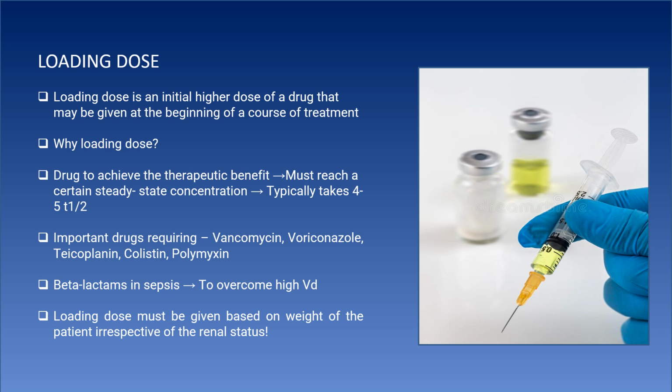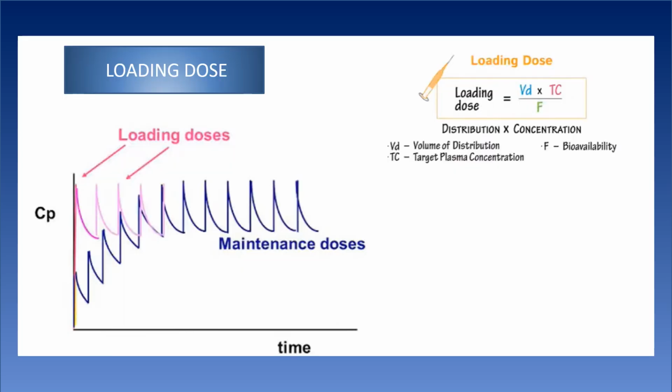A loading dose is an initial higher dose of a drug that may be given at the beginning of the course. It helps to achieve the therapeutic benefit, since the drug must reach steady-state concentration. Important drugs that need a loading dose are vancomycin, voriconazole, teicoplanin, colistin, and polymyxin. That is the benefit of the loading dose: it helps to maintain the efficacy of the antibiotic for a prolonged duration. The loading dose formula is volume of distribution times target plasma concentration divided by bioavailability.